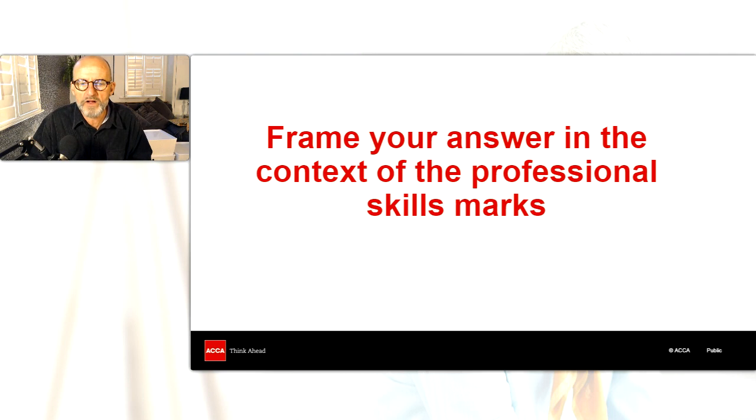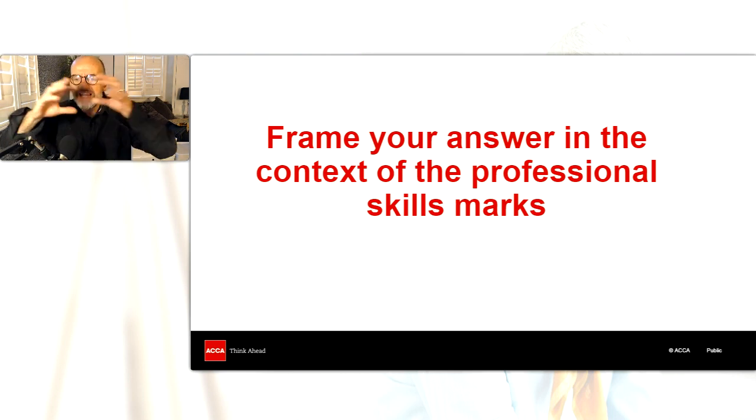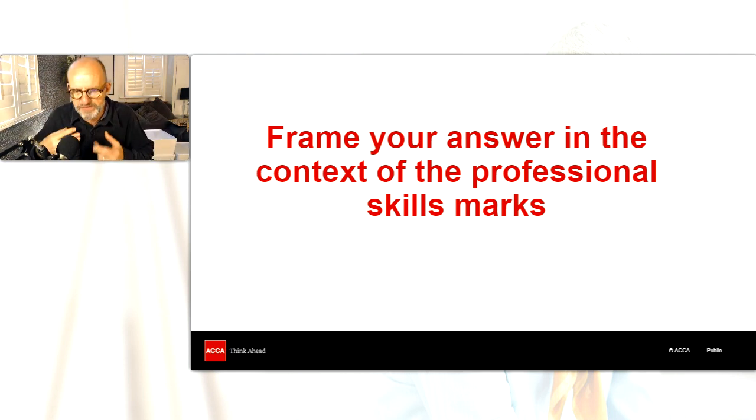What else? Well, very important to read the professional skills marks. You should use these professional skills marks as the lens through which you develop the technical marks. Some people think that they're completely separate. I would say they're not mutually exclusive and they complement each other. So read those professional skills marks carefully. They really help in getting good structure.